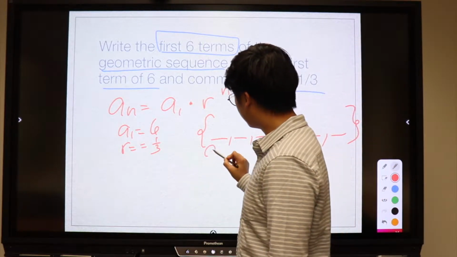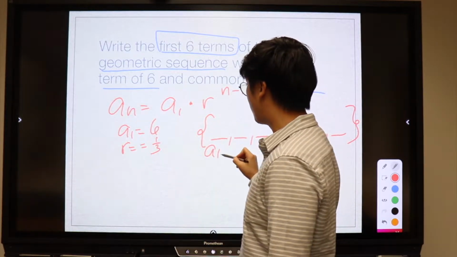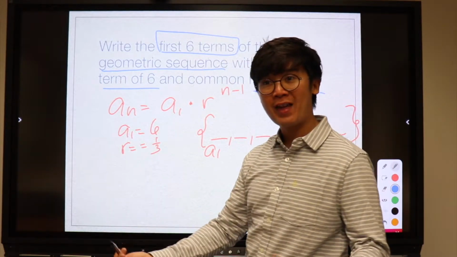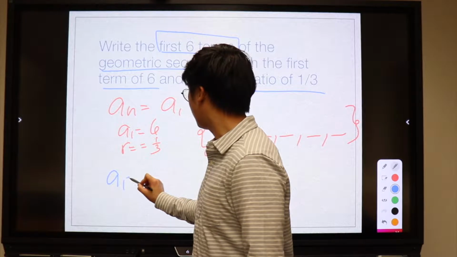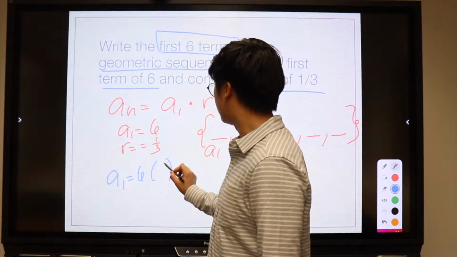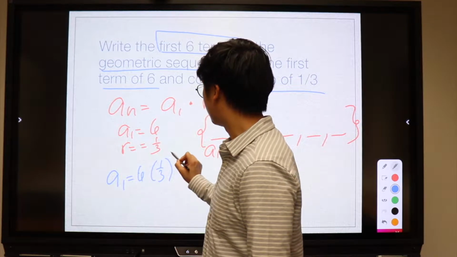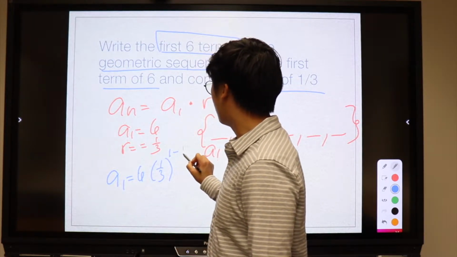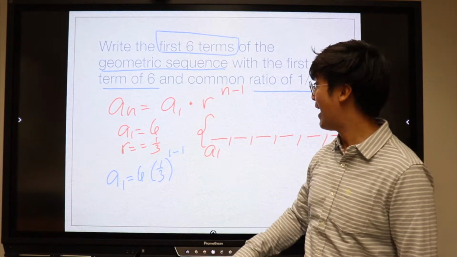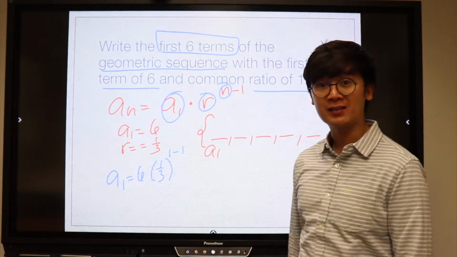Let's look for the first one, a sub 1. If we're looking for a sub 1, we are replacing the n with 1, and the a_1 and the r with the values from the given problem. So let's do the algebra. a_1 is 6, r is 1/3, and the exponent is n minus 1. We just replace all the values by the given problem. Now let's do the math.